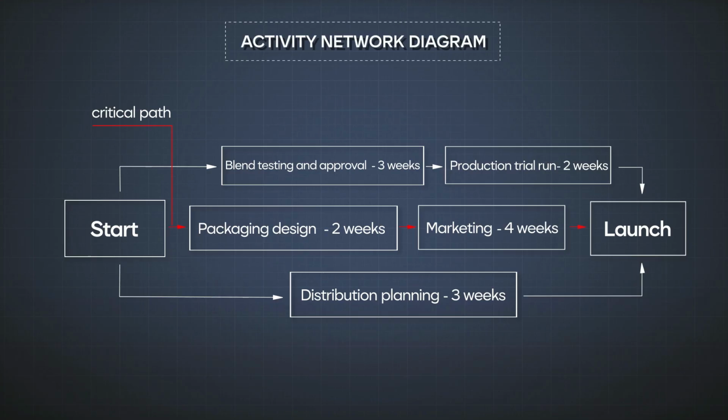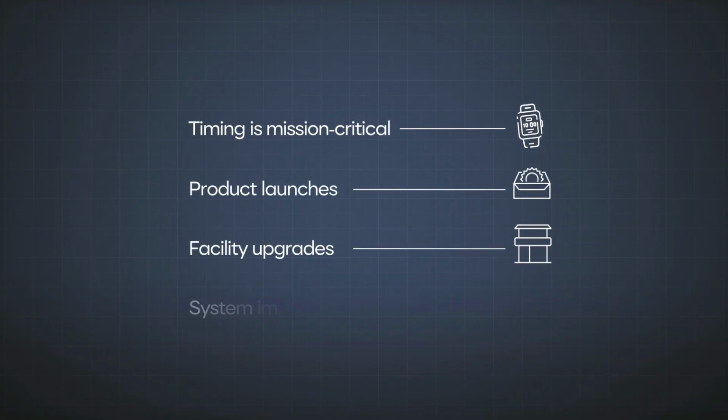Here's why this matters. If any task on the critical path gets delayed, the whole project slips. No exceptions. But tasks not on the critical path often have some wiggle room, what we call float or slack. This tool is essential for large, complex projects where timing is mission critical. Product launches, facility upgrades, system implementations, you name it.